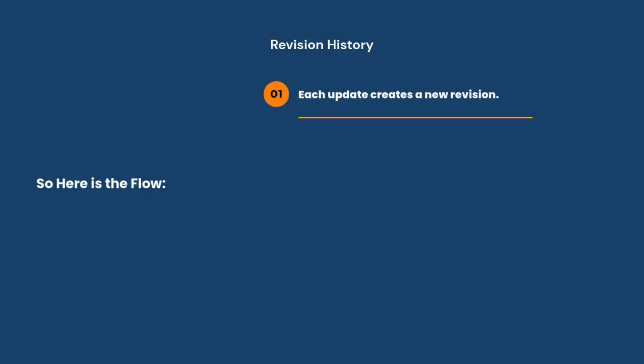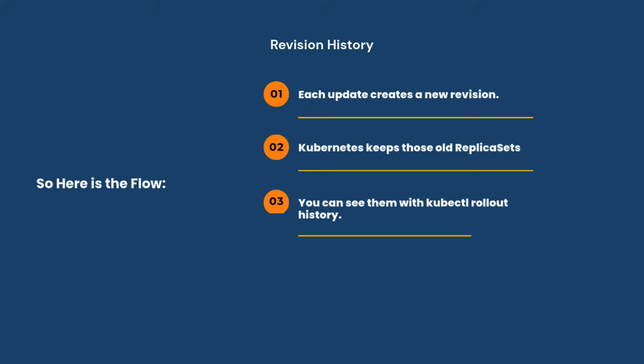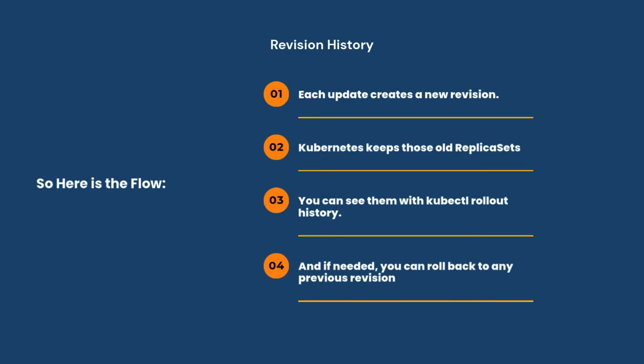So here's the flow. Number 1, each update creates a new revision. Number 2, Kubernetes keeps those old replica sets. Number 3, you can see them with the kubectl rollout history command. And number 4, if needed, you can roll back to any previous revision. This means you actually have a safety net whenever you are deploying updates.